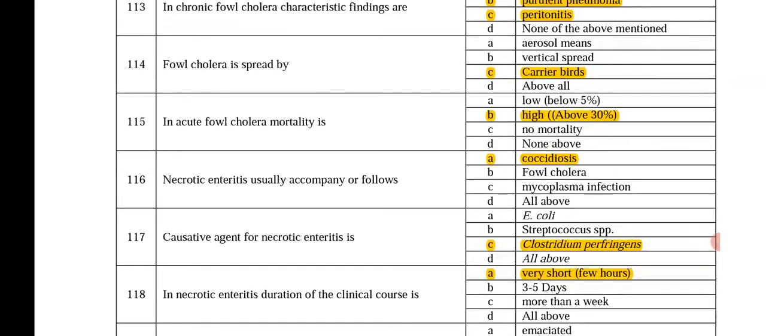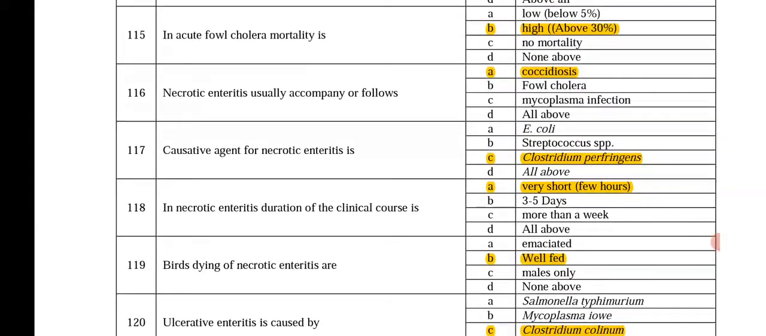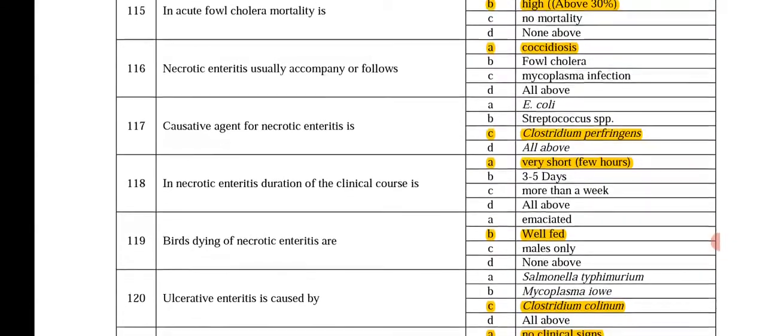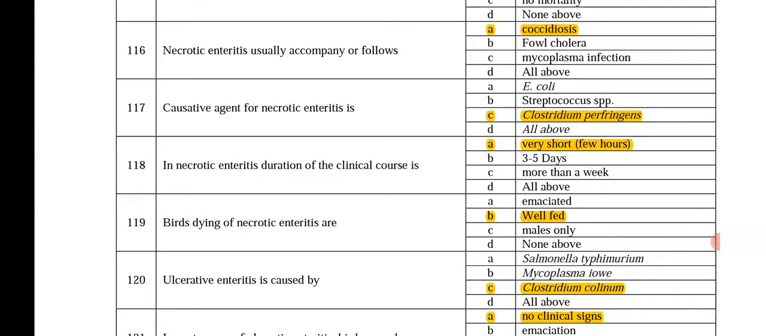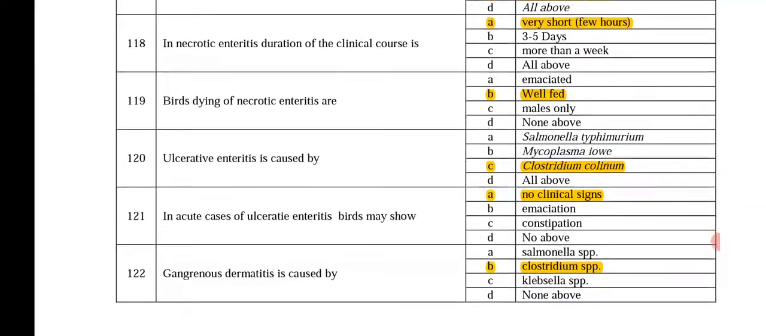Necrotic enteritis usually occurs or follows coccidiosis. The causative agent of necrotic enteritis is Clostridium perfringens, and the duration of the clinical course is very short, a few days. Birds dying of necrotic enteritis are well fed.